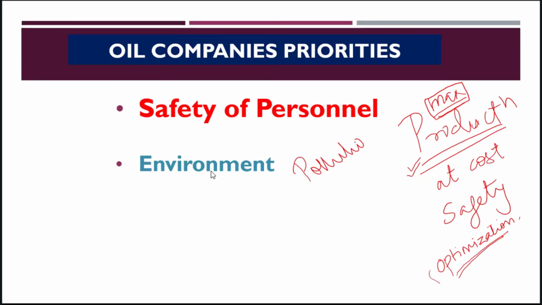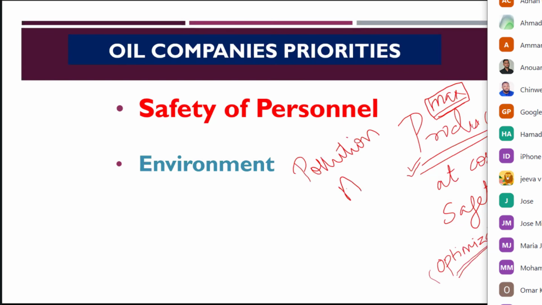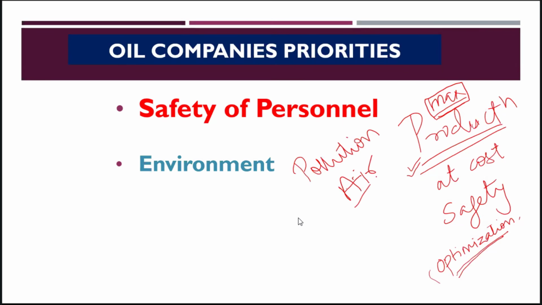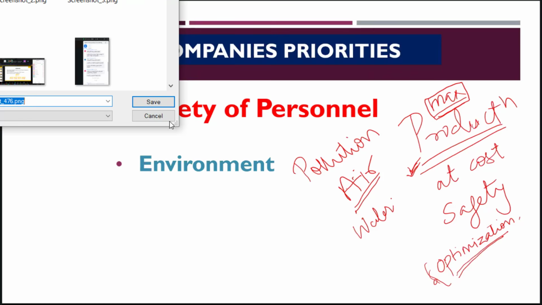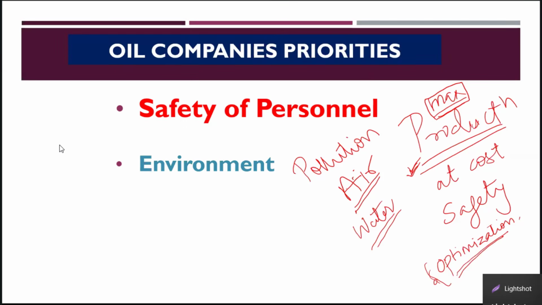In the environment, you have everything. In air, no air pollution should be there. Obviously, you cannot eliminate it altogether, but you have to optimize such that you get a good rate of production and your air quality does not get that much affected. Then water. You should not pollute your water. There is marine life and terrestrial life. All those things should not get affected by the operation which you are doing.